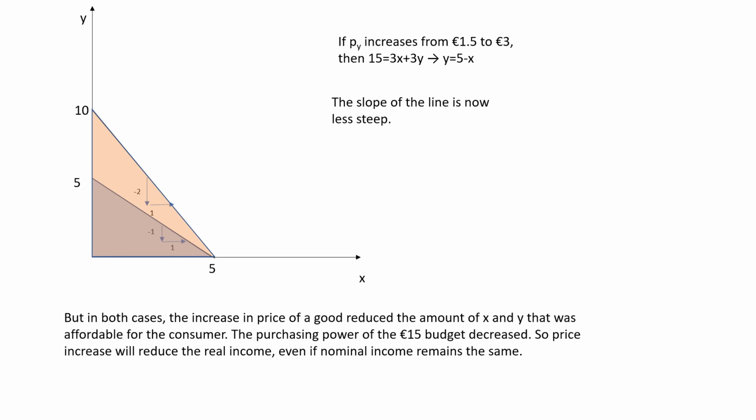Of course, if one of the goods becomes cheaper, then it would be possible that the purchasing power of a given nominal income would increase. So changes in the price ratio may actually affect the available real income in two ways. They can increase it or reduce it.